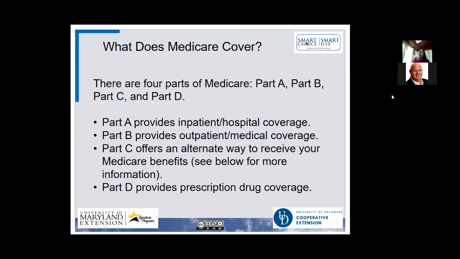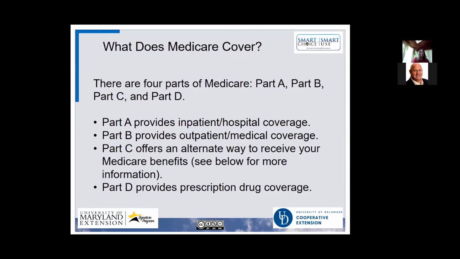So Part A covers inpatient and hospital coverage. Part B provides outpatient medical coverage, which is things like your doctor visits, your outpatient and your diagnostic screenings, things like that, so outpatient care. Part C, if you have insurance through an employer now, is an alternative Medicare coverage that resembles more or less what your standard employer-based healthcare might look like. We'll talk about that in a little bit more detail.